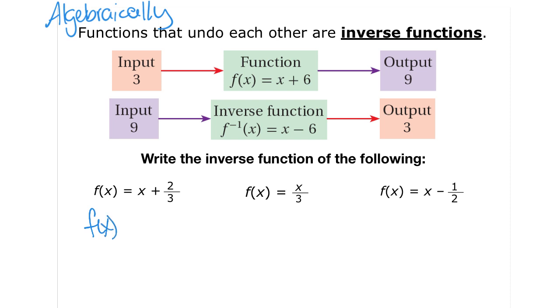Down here, our first one, f of x equals x plus 2/3. The inverse is going to be x minus 2/3. The next one, our function is x divided by 3. So the inverse is going to be the opposite, 3 times x, multiplying instead. And the last one, x minus 1/2, the inverse is going to be x plus 1/2, doing the opposite operation.